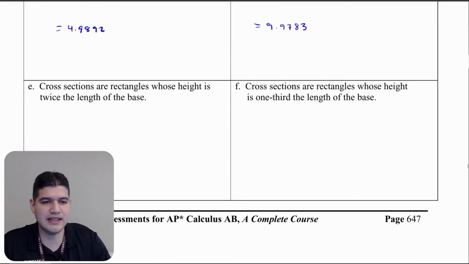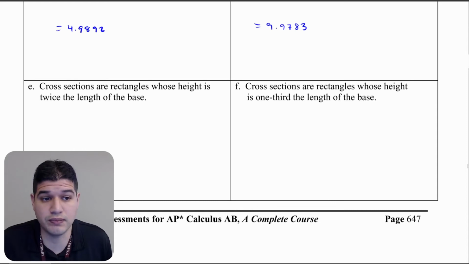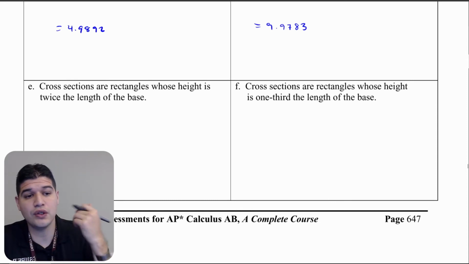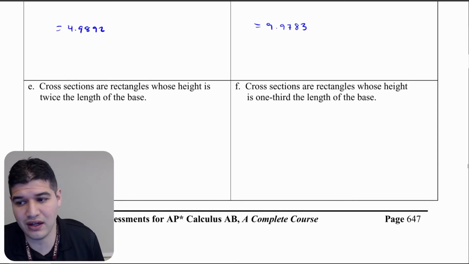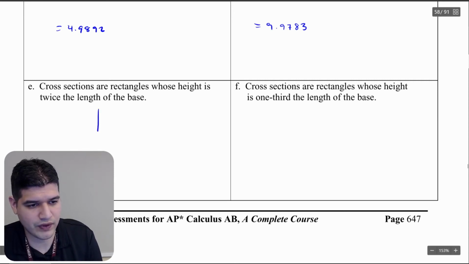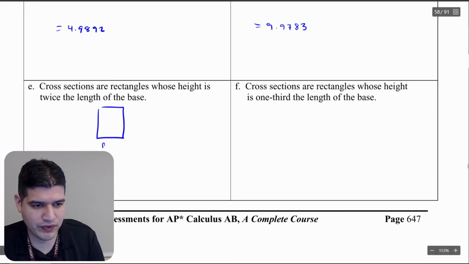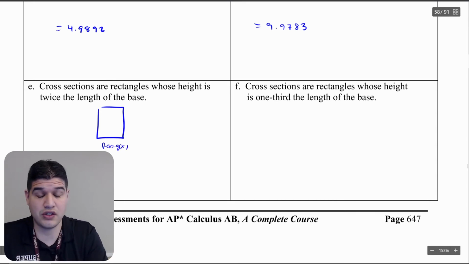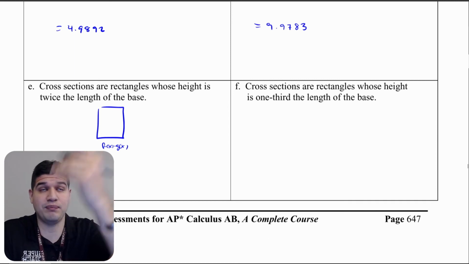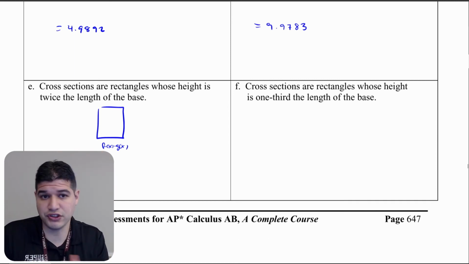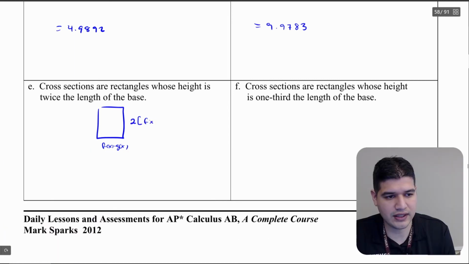And what it's being stated in a verbal term. So the cross sections are rectangles whose height is twice the length of the base. So let's look at a rectangle here, and we've got our f of x minus g of x, so the upper minus the lower function. It's all rising up from sine pi x over our other function. F of x minus g of x, like that.